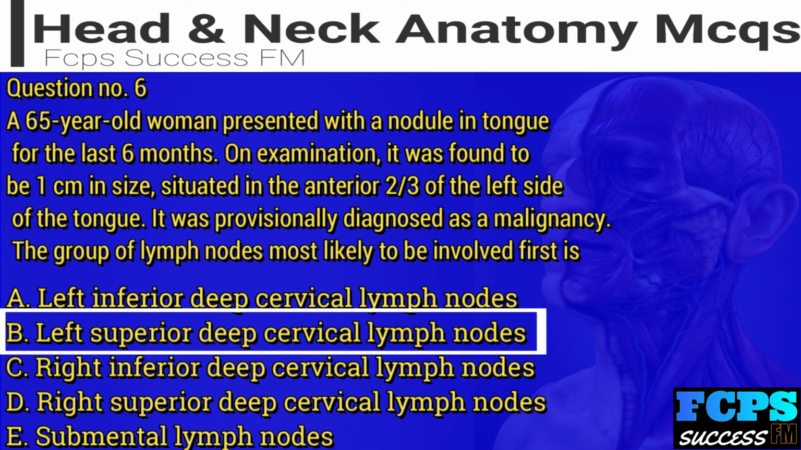Correct answer is B. Left superior deep cervical lymph nodes. The lymphatic drainage of the tongue is complex. Lymph from the medial anterior 2/3 of the tongue travels to the deep cervical lymph nodes, and lymph from the lateral anterior tongue goes to the submandibular nodes. The tongue base lymphatics drain bilaterally into the deep cervical lymph nodes.